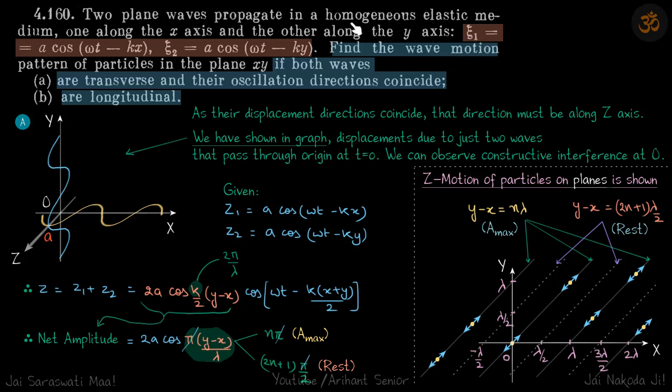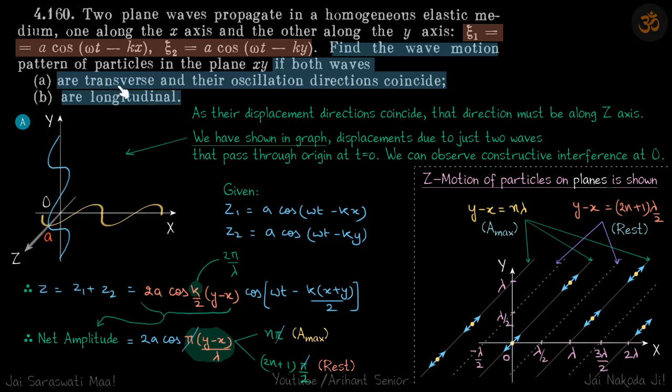We have two plane waves. One is traveling along the x-axis and another along the y-axis. They are given by a cos(ωt − kx) and a cos(ωt − ky). We need to find the wave motion of the particles in the xy plane, first if both waves are transverse and their oscillation directions coincide, and second, if they are longitudinal.